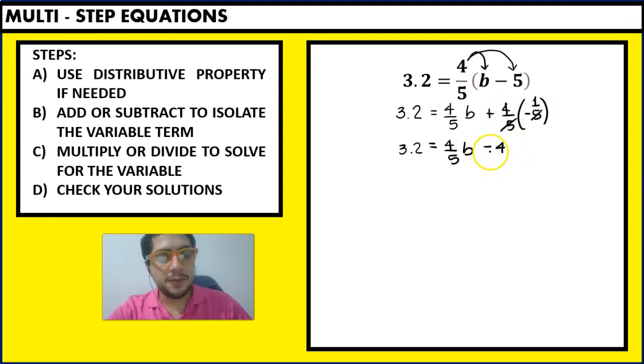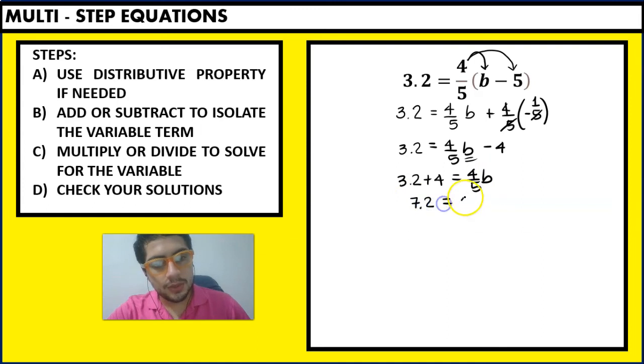Now this negative 4 is going to pass to the other side, right? Because we want b to be alone. So whenever we pass it to the other side, it's going to add. So 3.2 plus 4 is equal to 4 divided by 5b. So that is going to give us 7.2 equals 4/5 of b.